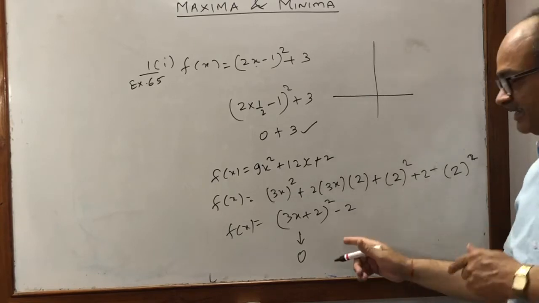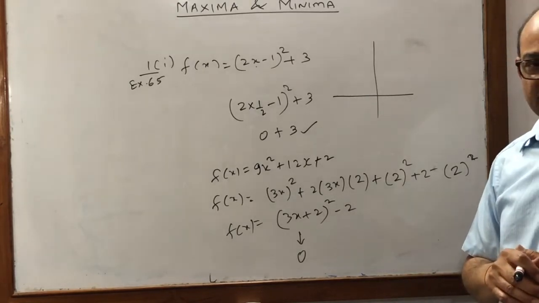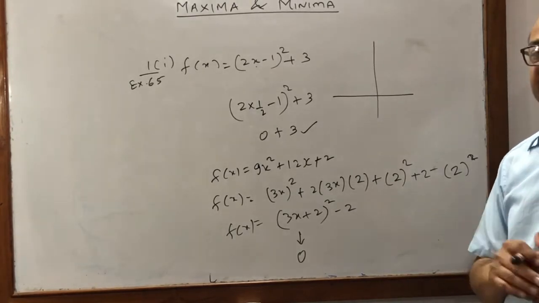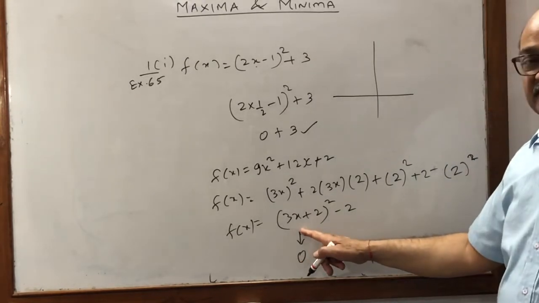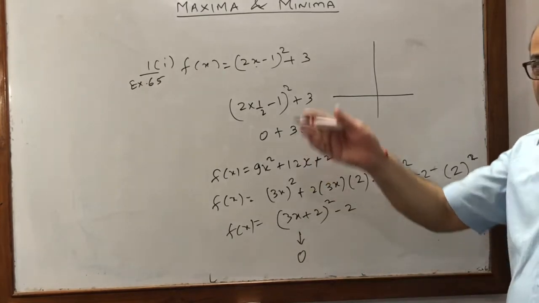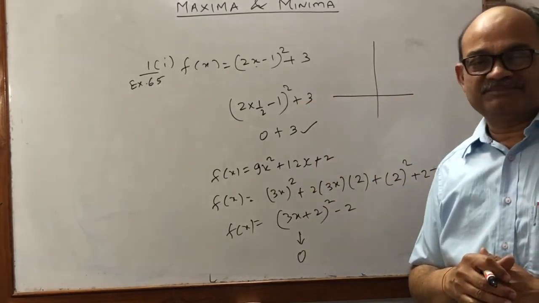But 0 and minus 2 added. That's why the minimum value of the whole function is minus 2. And what about the maximum value? It is a parabolic function, upward. So there will be no maximum value. Correct?